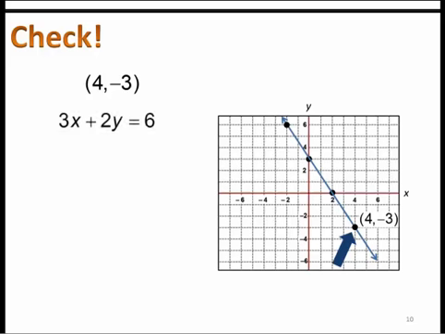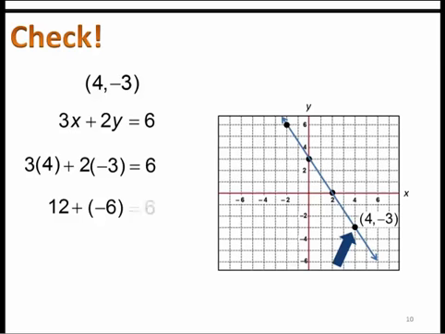We go back to our original equation, which was 3x plus 2y equals 6. And now what we're going to do is remove x and plug in 4, and remove y and plug in -3. And then we'll simplify the left side of the equation. 3 times 4 is 12, plus 2 times -3 is -6, should be equivalent to 6. 12 minus 6 is going to give us 6, and so it checks. That tells us that we've drawn the line correctly and that we have our intercepts calculated correctly as well.